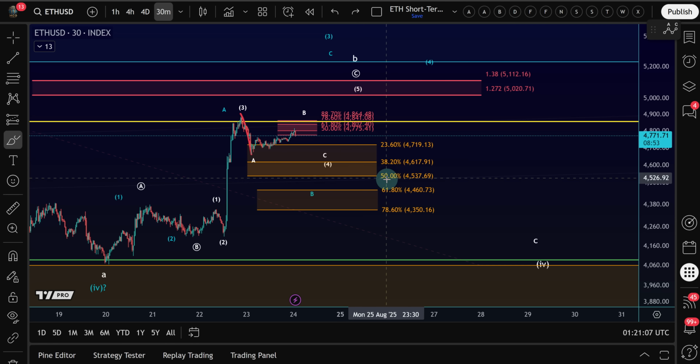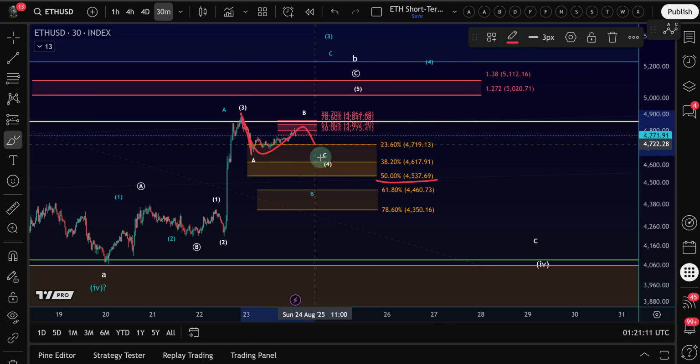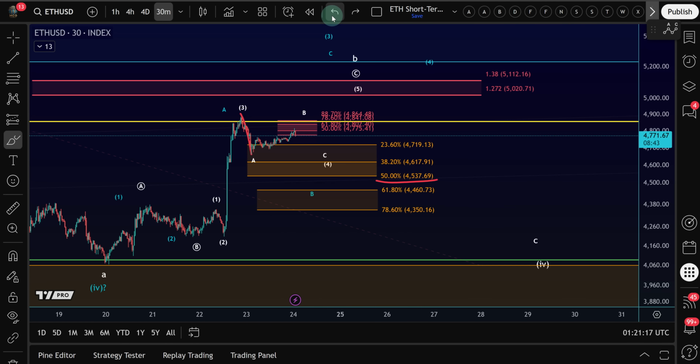Now, I have to say, when we form this C wave down in this wave 4, we don't have to test this 50% retracement level. A normal ABC structure is fine, and this C wave to the downside could reach the 38.2 retracement level, an ideal target for this fourth wave. That's usually the 38.2 retracement, at $4,617, $4,618. So that means, for now, a broader wave 4 seems likely.